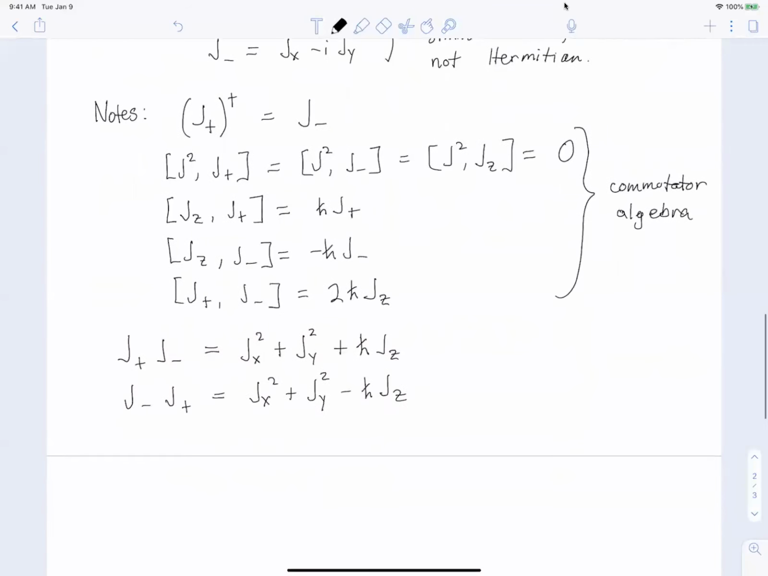Okay, and then if I want, I can take those two statements and put them together. It's useful to note that this is a plus and that's a minus, so if I take their sum, that's going to cancel out. And so from that we learn that J squared can be written as the average of J plus J minus and J minus J plus if I just add in the Jz squared part.